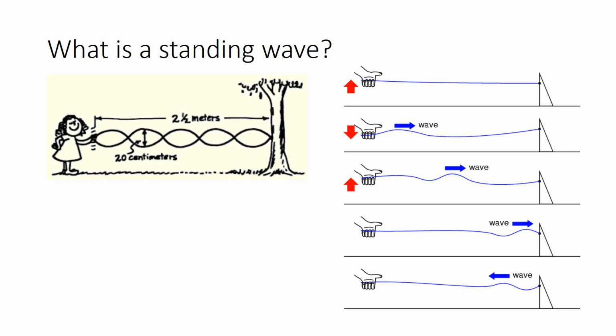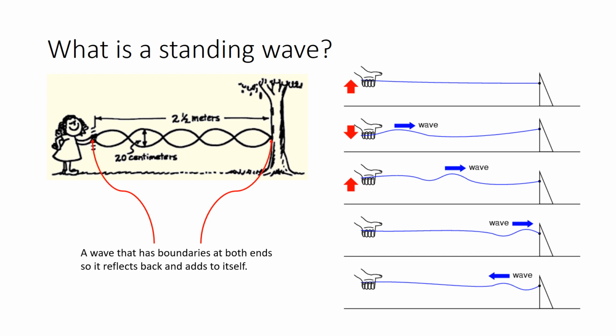Here's a picture that shows the equivalent of what we're going to be doing, which is making waves that add up to each other. Notice that the wave has boundaries at both ends, so it reflects and then adds to itself. Now, when something adds, remember we call that superposition. Superposition is, of course, the property where things can add together, kind of like how forces can add together. They can superimpose on each other.